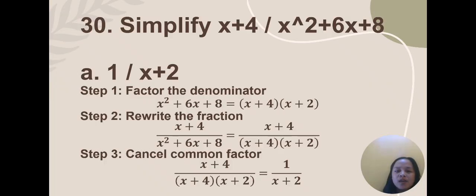So how did we get that? Step 1, factor the denominator. Step 2, rewrite the fraction. Step 3, cancel common factor. So the answer is 1 over (x + 2).